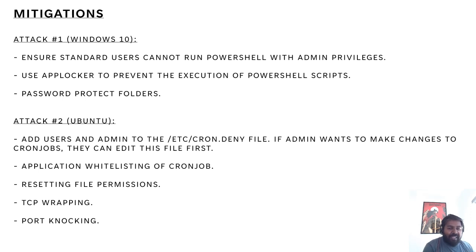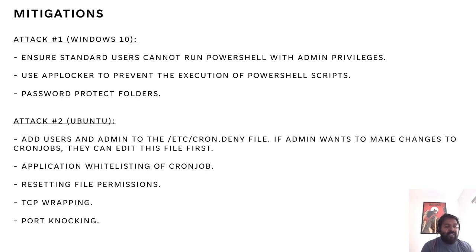You could also use application whitelisting of cron jobs, so only certain applications can run. You could reset your file permissions, so only certain users have access. So if you are the user, you could lock this file so it's only read by admin, then the information in that file is not compromised.